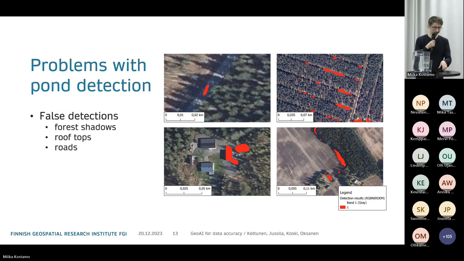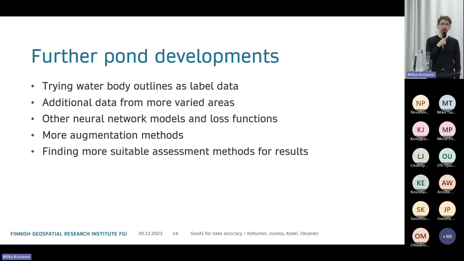And a little bit about what kind of further development should be tried. First, it would be interesting to see how using only the outlines of the water bodies, instead of the current label data, would improve the results or not. Also use additional data from more varied environments, because we noticed that there are different kinds of environments, and if you combine two areas' data, it might not actually improve. If you use regional areas, they might produce slightly better results, maybe. Or you can try using all together and see what happens.